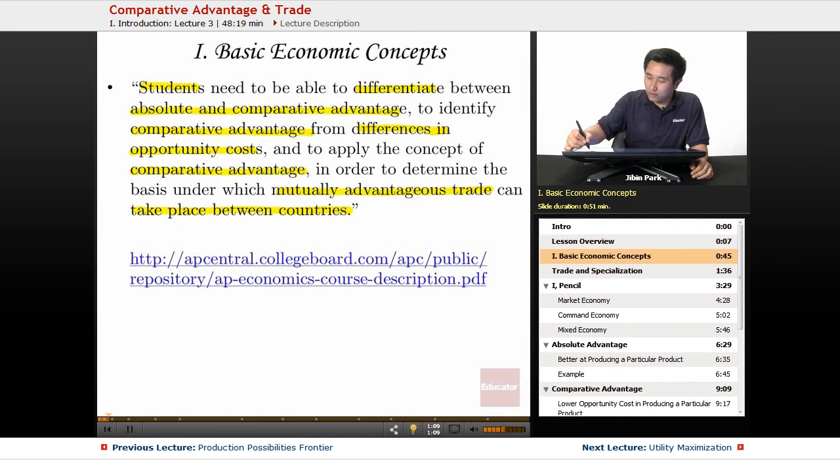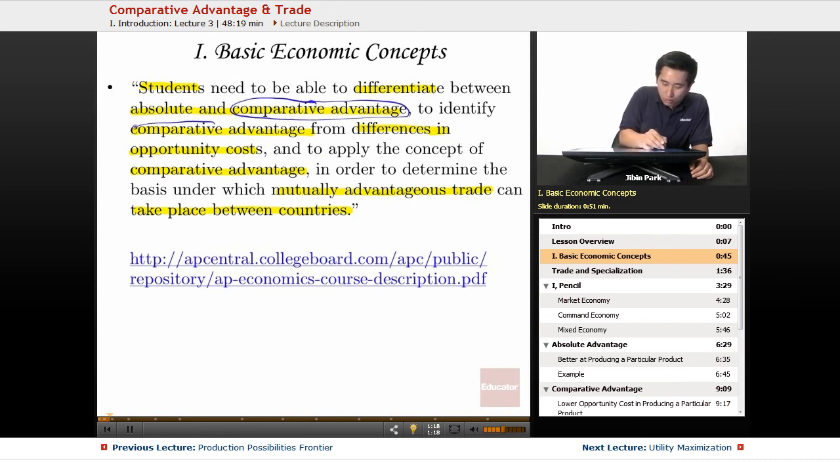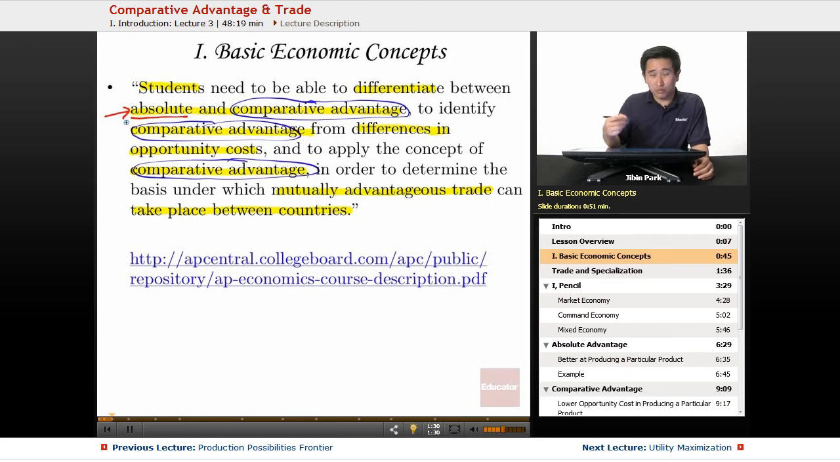So again, if you look at this whole idea, the more important of the two advantages between absolute and comparative: notice here that comparative advantage is used 1, 2, 3 times, whereas absolute advantage is only mentioned that one time here. So it's good to know what absolute advantage is, absolutely, but comparative advantage is really the basis of mutually beneficial trade.